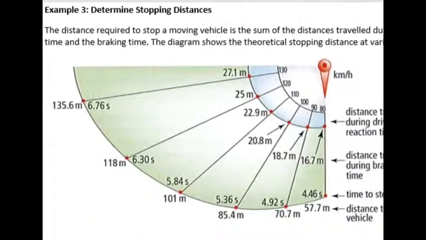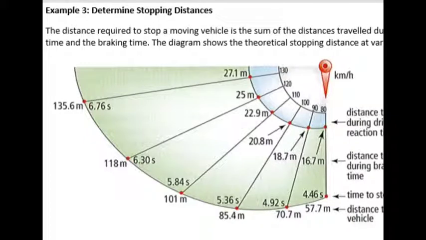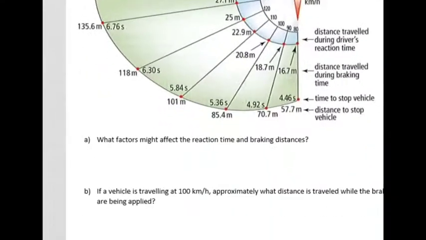And you can see, by the time I hit 130 kilometers an hour, my reaction distance is much longer, because I'm going faster. And it takes a lot longer to stop as well, 135.6 meters. It takes me just shy of 7 seconds to actually come to a full stop. Make sense?